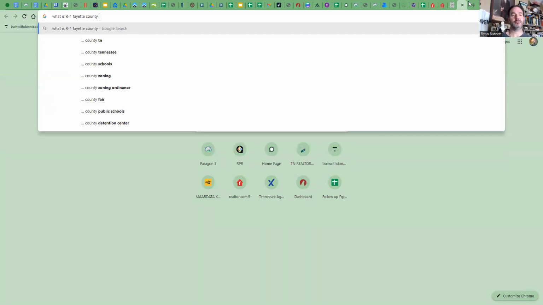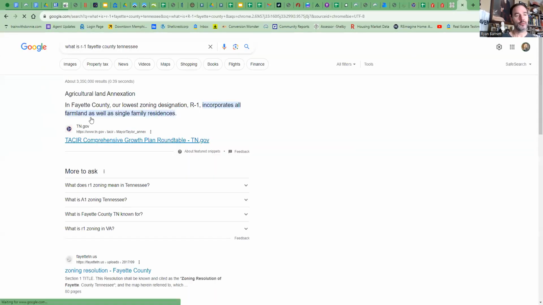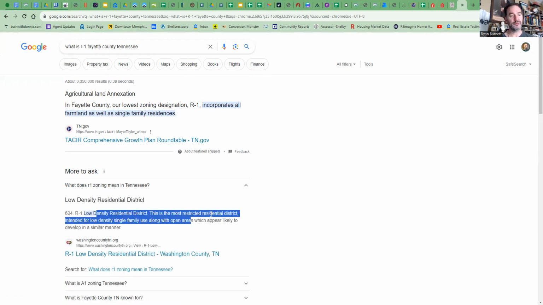Fayette County. Yeah, what is that? R1 incorporates all farmland as well as single family residence. So you can dig in a little deeper. Low density, most restricted residential district intended for low density single family use, along with open areas which appear likely to develop in a similar manner.